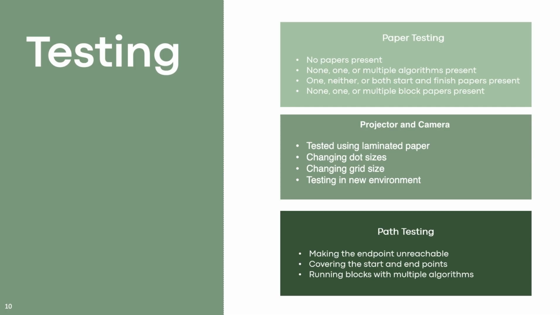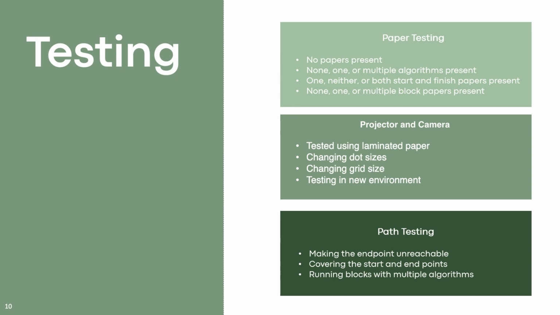For paper testing, we had to test what the default configuration would be if no papers are present. If there were none, one, or multiple algorithms present; one, neither, or both start and finish papers present; none, one, or multiple block papers present. So this ensures that any combination of papers there or not there will always have the desired output.